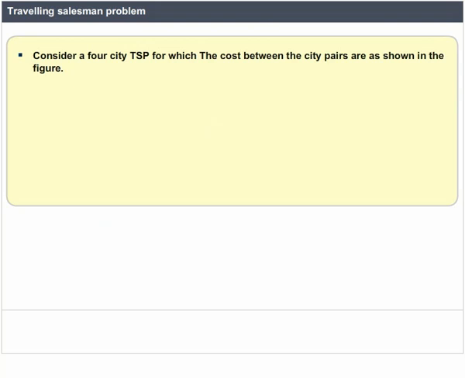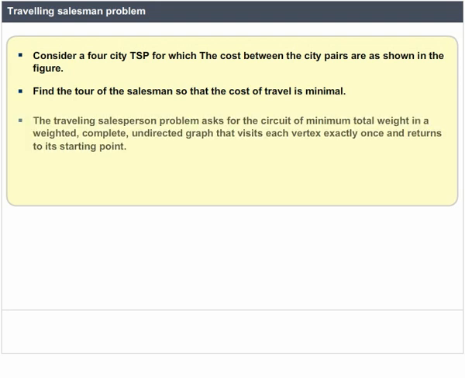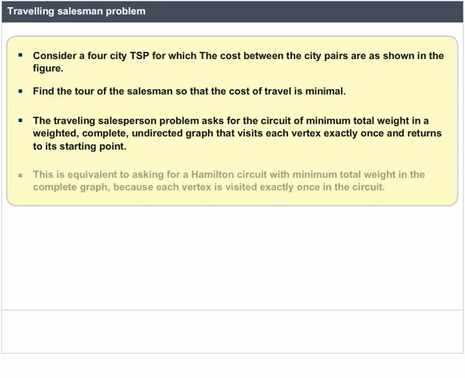Find the tour of the salesperson so that the cost of travel is minimal. The traveling salesperson asks for the circuit of minimum total weight in a weighted, complete, undirected graph that visits each vertex exactly once and returns to its starting point. This is equivalent to asking for a Hamilton circuit with a minimum total weight in the complete graph, because each vertex is visited exactly once in the circuit.